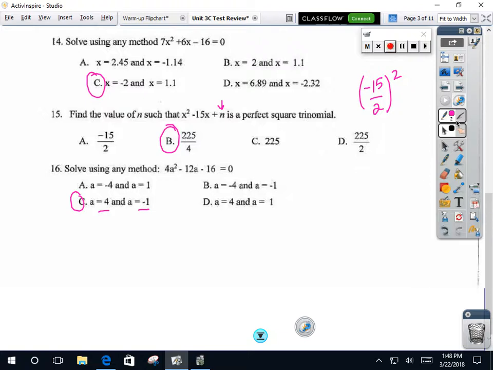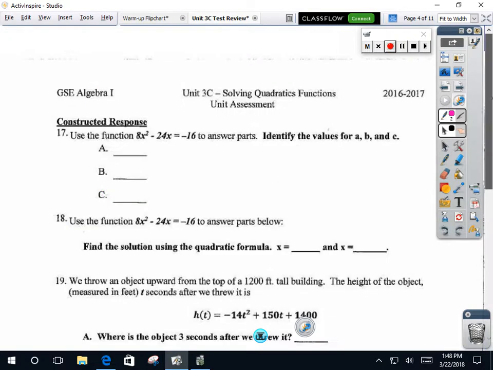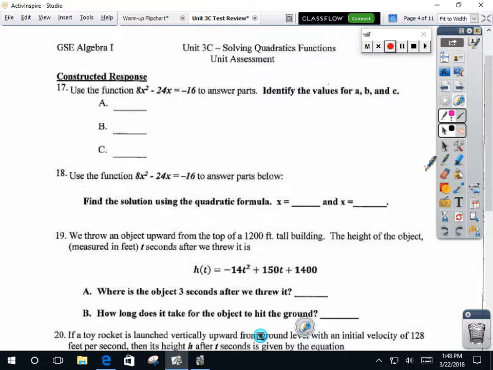Okay, number 17. This begins the part of the test that is all free response tomorrow. Use the function 8x squared minus 24x equals -16 to answer, it should say both parts. Identify the values for A, B, and C. What is A? 8. What is B? And what is C?